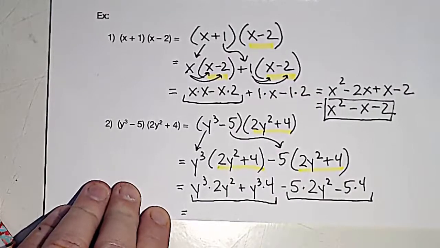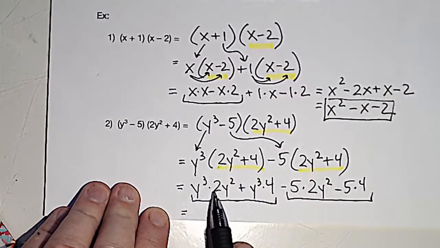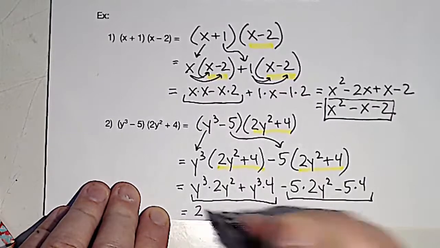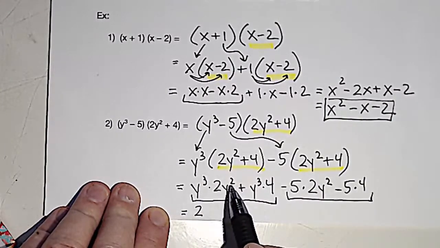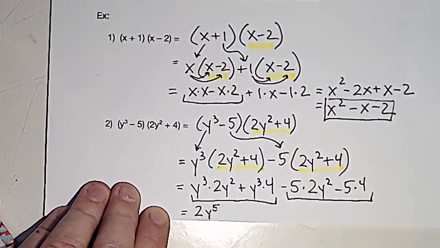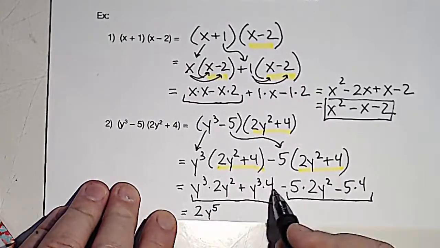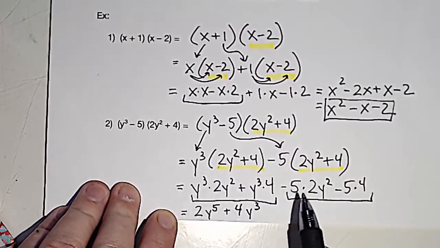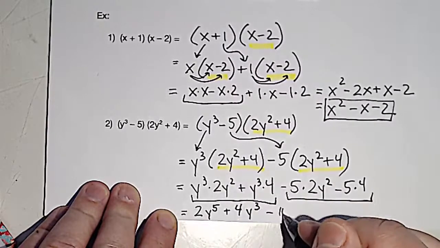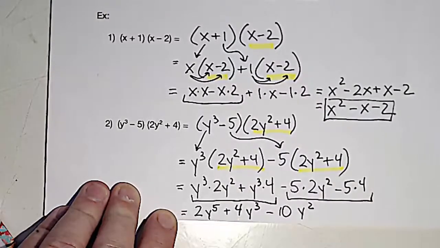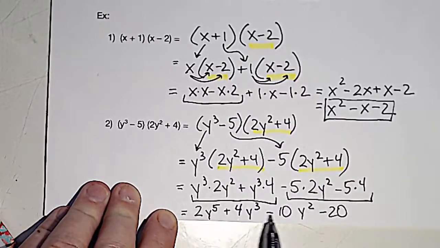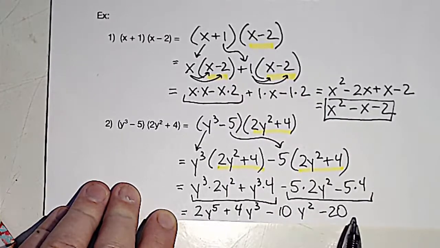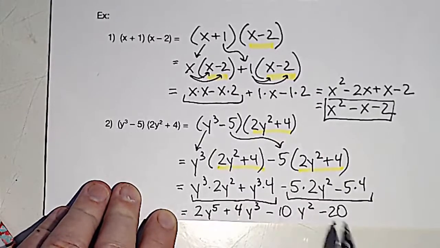Okay, so now let's try to group things. I've got a y cubed times a 2 times a y squared. So I'm going to pull the 2 out in front. And all together, 3 y's, 2 y's, 5 y's. So I'll have 2y to the 5th. In the next one, I'm going to pull the 4 out in front, 4 times y cubed. Okay, this one is 5 times 2, minus 10y squared. And the last one is minus 20. And as I look through here, none of these are like terms. They all have different numbers of y. See, y to the 5th, y cubed, y squared, and no y. So this is the constant. So this is done. This is finally done.